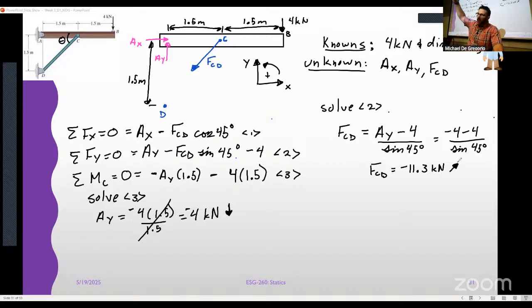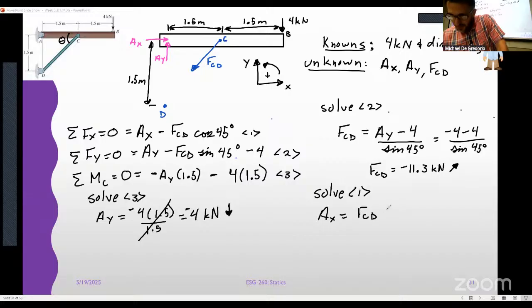If I was pulling up with 4 kilonewtons, yeah, I would expect that to be in tension. It's not right or wrong to assume either one, but now we can correct it and we move on, right? All right, and then the last one, we solve equation 1, and we find out that AX is equal to FCD times the cosine of 45 degrees. And so we plug in our things.